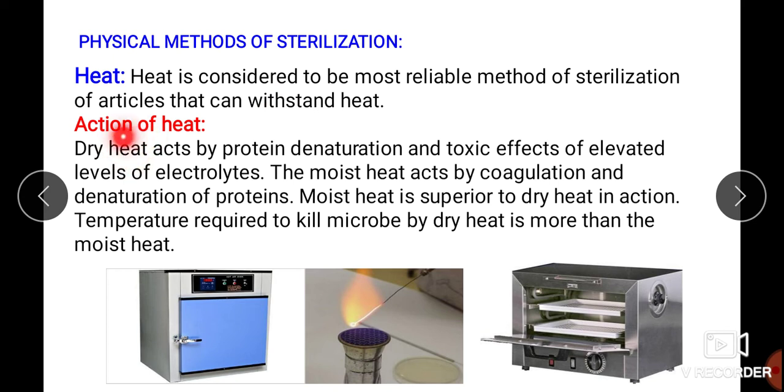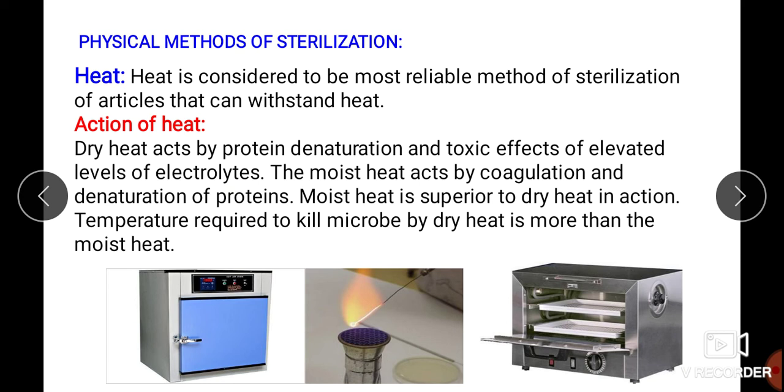Now the next point is about the action of heat, in which manner heat can inhibit or kill the growth of organisms. Dry heat acts by protein denaturation and the toxic effect of elevated levels of electrolytes. Moist heat acts by coagulation and denaturation of protein.